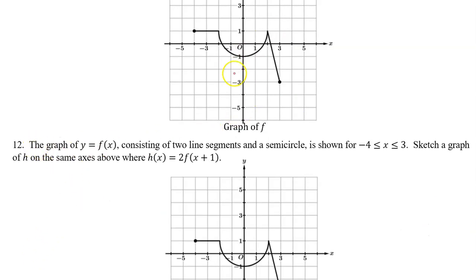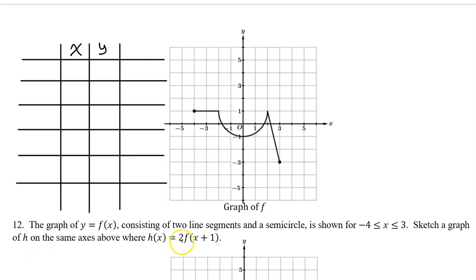Number 12. Here's the graph of f, and we are being asked to sketch h of x, which equals 2 times f at x plus 1. Once I see that we have some dilations happening, I like to just go ahead and make a table of values to keep track of what's going on. So I will list off the key points that we see. The first one is the endpoint at -4, 1.